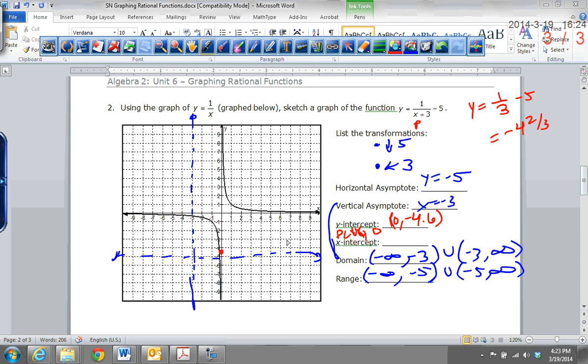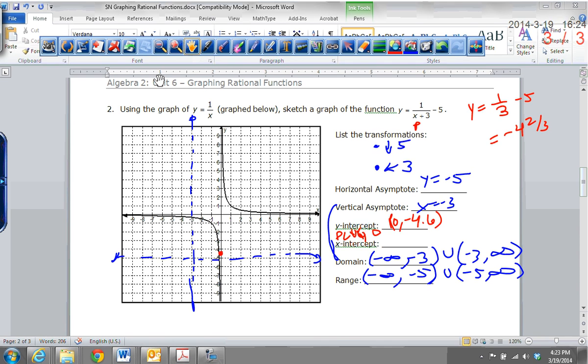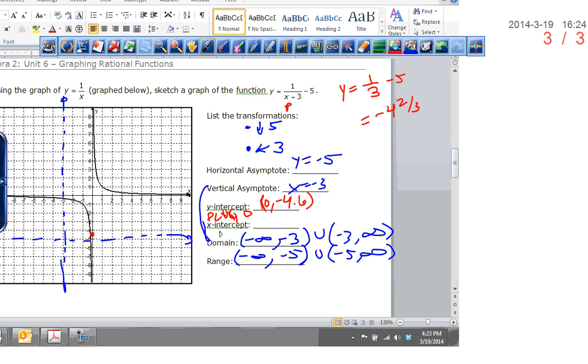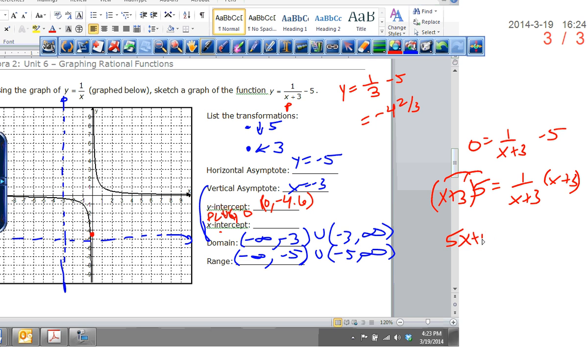All right, and remember, it's supposed to still look like this, so looking good so far. The next thing is we're going to plug 0 in for the y. So 0 equals 1 over x plus 3, minus 5. And this one stinks. We add 5, and we got to solve for x. So I multiply both sides by x plus 3. Remember that. Then distribute. So I got 5x plus 15 equals 1. Subtract 15. Whew, almost there. Divide by 5. And x is negative 14/5, or negative 2.8. So negative 2.8 comma 0. So negative 2.8 is about right there.